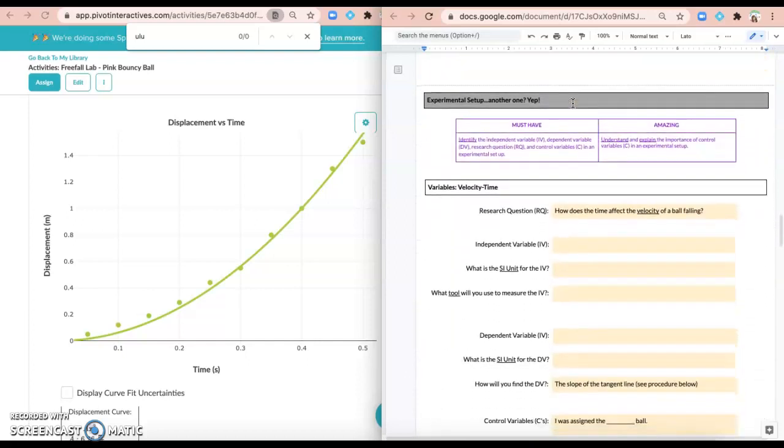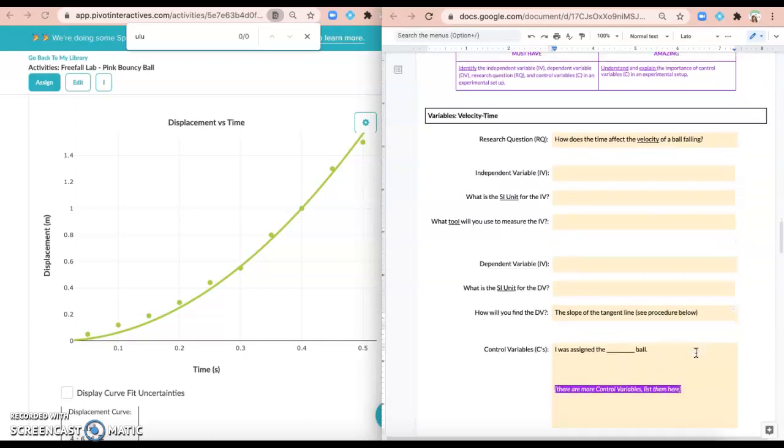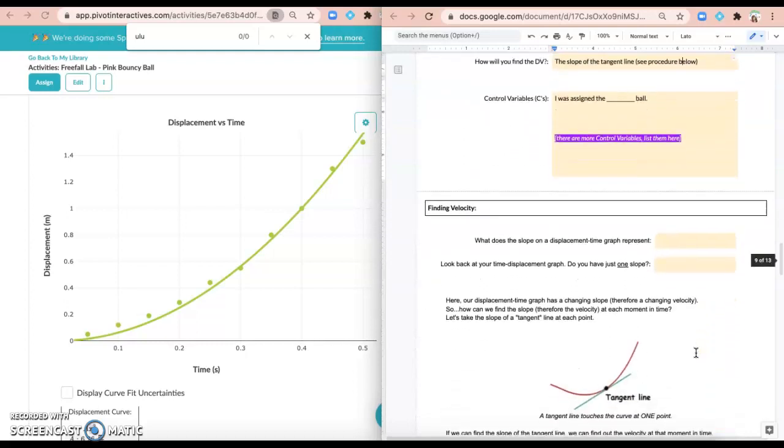We're moving into the second half of this lab, which is another experimental setup, this time looking at how the time affects the velocity of the falling ball. And you'll see down here for our dependent variable, we are going to be measuring that velocity by looking at the slope of a tangent line. That's strange. Let's scroll down, and here's where we're going to pick up together.